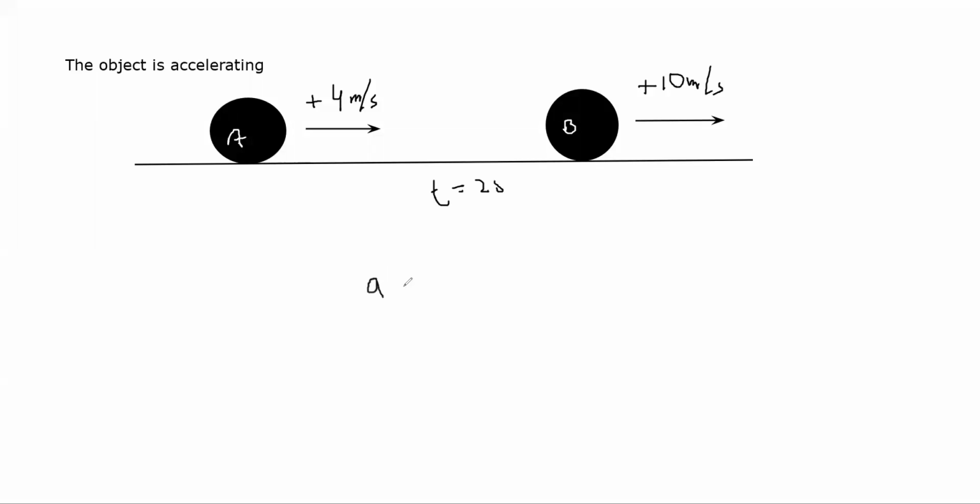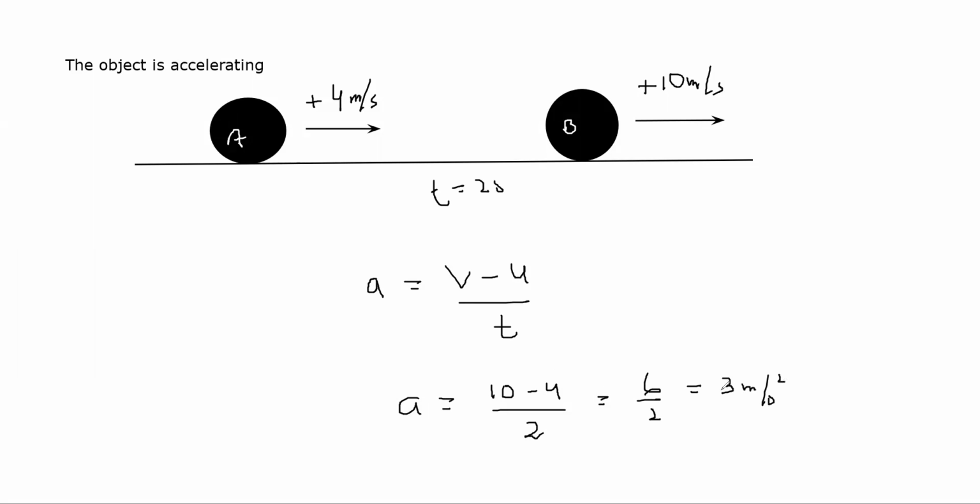So if I calculate the acceleration, it will be v minus u divided by t. So v is the final, which is 10, minus the initial, which was 4, divided by the time interval, which was 2. So 10 minus 4 is 6, and 6 divided by 2 is equal to 3 meter per second square. So I'm getting a positive answer, and the positive direction is towards right.